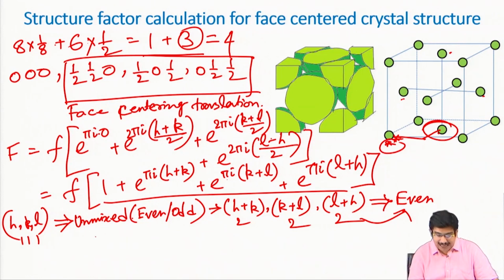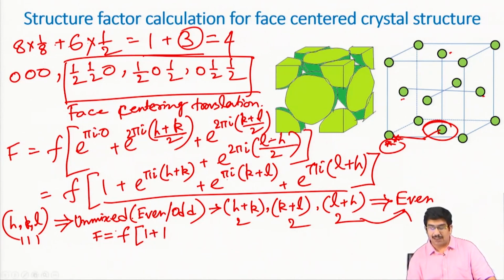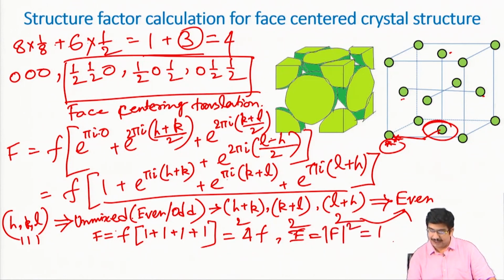This is one condition. In that situation, F will be F and then this will be 1. Here this is even, so this will now be an even integer of pi i, so it will be 1. This will be an even integer of pi i, 1, this will be an even integer of pi i, 1. Ultimately, this will be 4f. So, that means I will get an intensity I equals again mod of f squared, which is now 16f squared. Okay. So, this is the intensity for this condition.